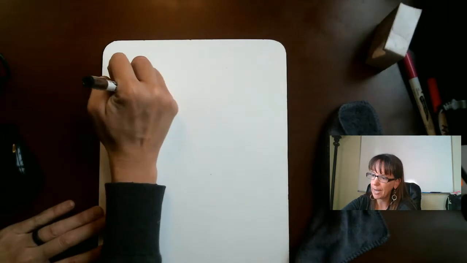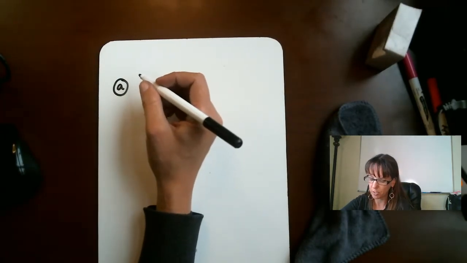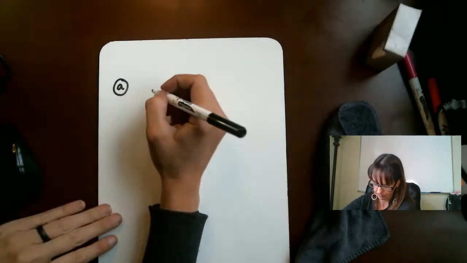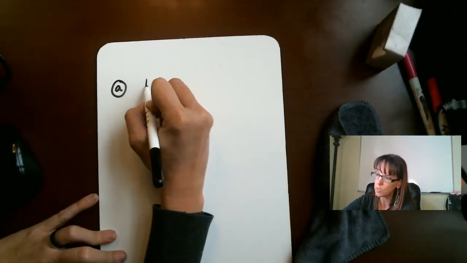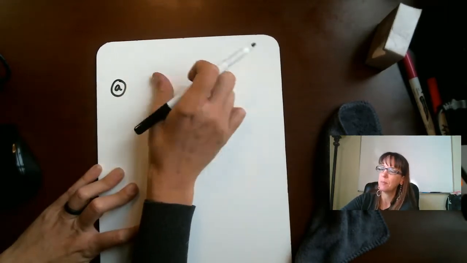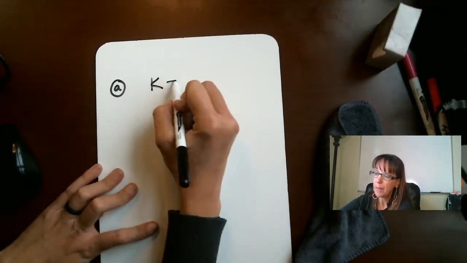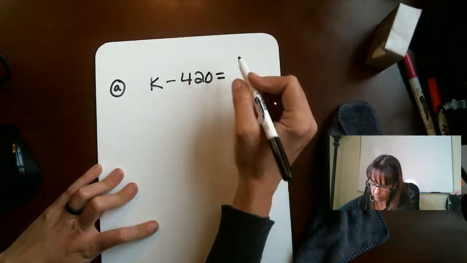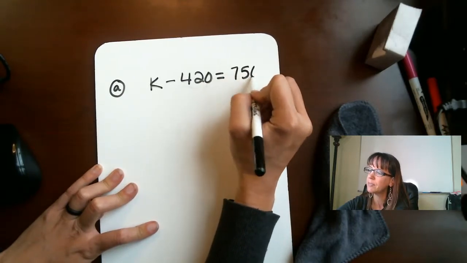All right, so for A, hundreds of knights came to a tournament. Then 420 knights went home. 756 knights remained. How many knights came to the tournament? So we had some knights, some of them went away, and then that was what we had left. So a "some went away" problem, subtraction. So what we have: hundreds of knights came, we don't know how many. Knights minus 420 that went home. And at the end of the day, 756 remained.